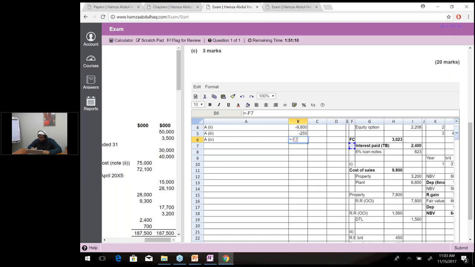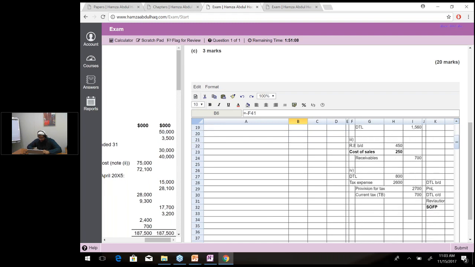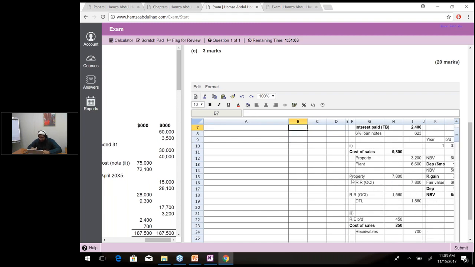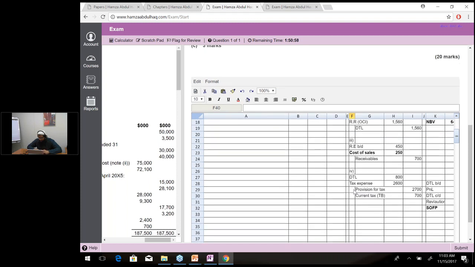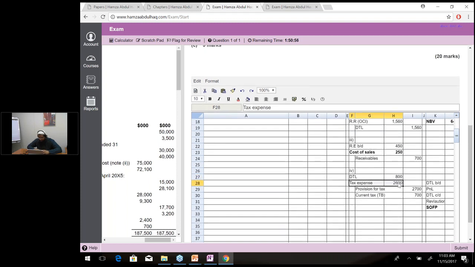So the amount of tax expense moving down, the amount of tax expense is 2600. So I'm making this bold as well. So I've incorporated this, and the current tax has been taken from the trial balance. So this is also in bold.